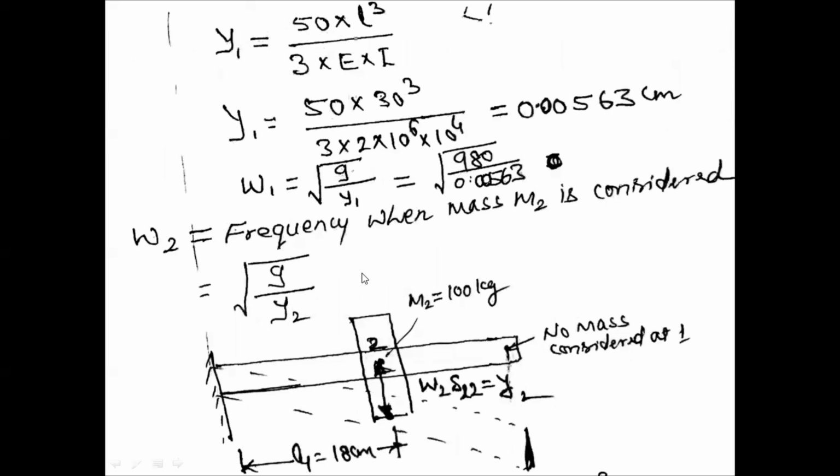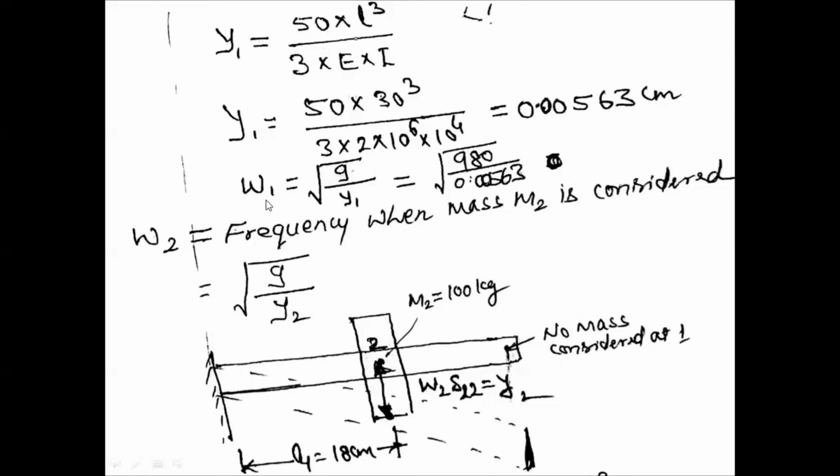The value of Y1 is calculated as W into L cube divided by 3EI. So W value is 50 and L value is 30, because the mass is acting at 30 centimeter from the fixed end. The value of E is given as 2 into 10 to the power 6, where I value is given as 10 to the power 4. So calculating this value comes out to 0.00563 centimeter.